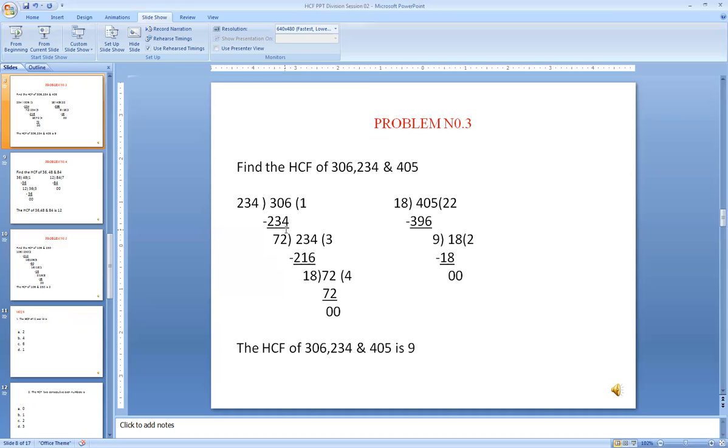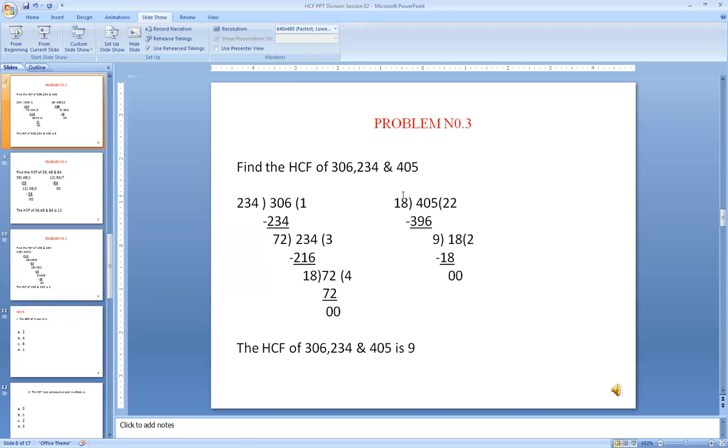This 234 goes one time, we get 234. The remainder is 72. Again, we should take the divisor of the previous step, that is 234. 3 times it goes, the remainder will be 18. Again, we have to take the divisor, that is 72. Then 18 into 72, the remainder is 0.